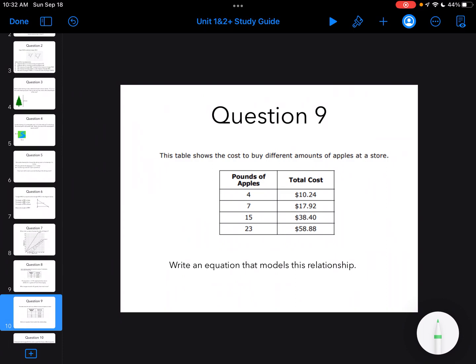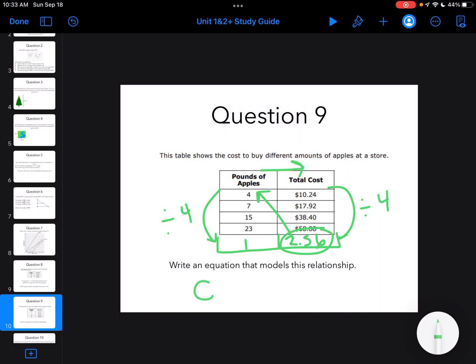All right, the table shows the cost at different amounts to buy apples. They want us to write an equation that models the relationship. Well, they don't have the cost for 1 pound of apples, so I'm going to have to add a row and find the amount for 1. I'm going to divide by 4 on each side. So 1024 divided by 4. And I get $2.56. So I know $2.56 times the pounds of apples is going to equal the cost.